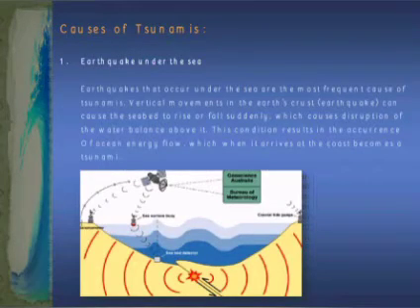Causes of tsunami. Number 1. Earthquake under the sea. Earthquakes that occur under the sea are the most frequent cause of tsunami. Vertical movement in the earth's crust or earthquake can cause the seabed to rise or fall suddenly, which causes disruption of the water balance above it. This condition results in the occurrence of ocean energy flow, which when it arrives at the coast becomes a tsunami.